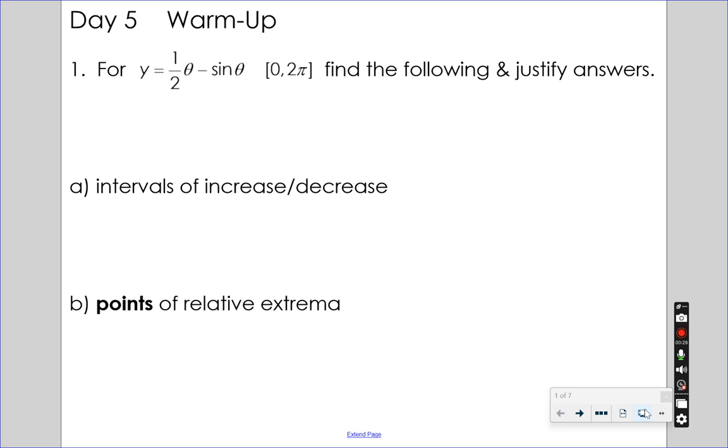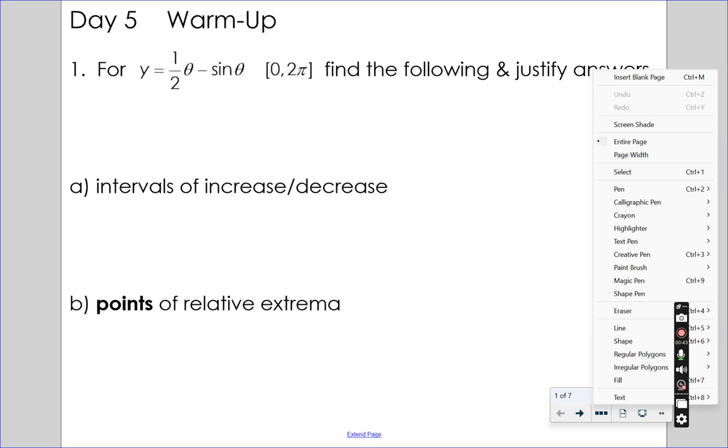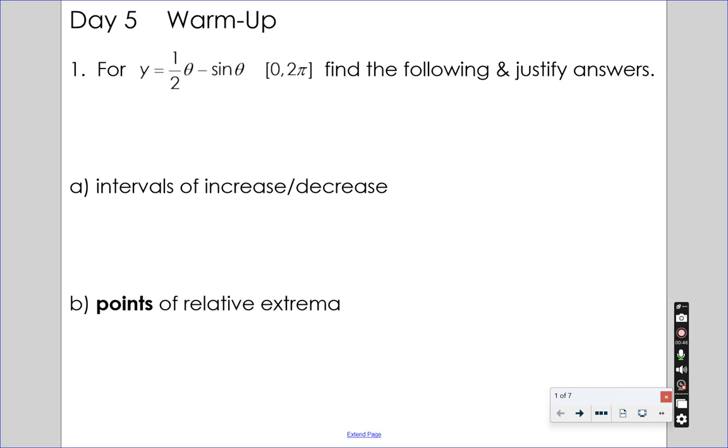What are we going to use to answer these three questions? Do we remember from last week? The first derivative. Okay, so first, let's find y prime. Y prime equals, all right, my derivative is 1/2 minus cosine theta. All right, then from here we find our critical values.